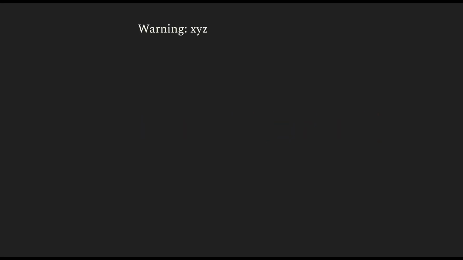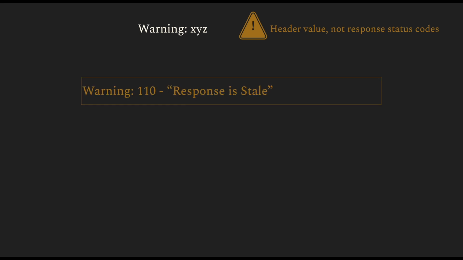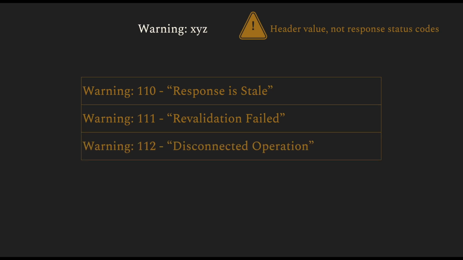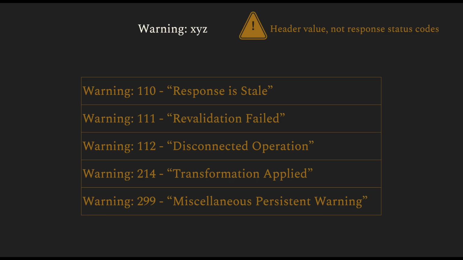The proxy can use a Warning header to warn clients of certain situations regarding the cache. Note that this is a separate header value and it's not a response status code. 110 from the proxy means that the response that it's serving is stale. 111 means that the revalidation, or the validation step where you request the upstream server for new data, has failed. 112 means that the proxy for some reason got disconnected from the upstream server. 214, or transformation applied, means that some header values were modified by the proxy, and 299 is a general miscellaneous warning.